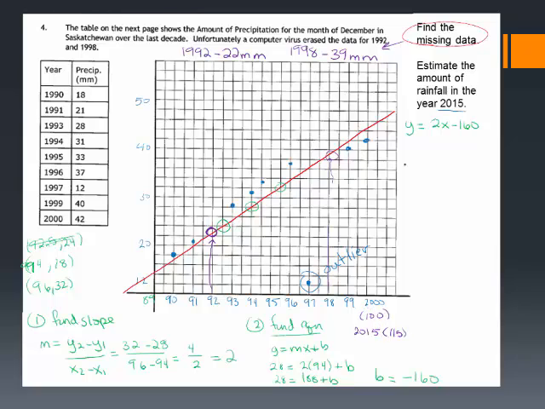Okay, so now that we know we're going to plug in 115, I'm going to plug that in. y is equal to 2 times 115 minus 160. 115 times 2 is 230 minus 160. And if I subtract 160 from 230, I get 70 millimeters. So in the year 2015, from our estimation, we should have 70 millimeters of rain.